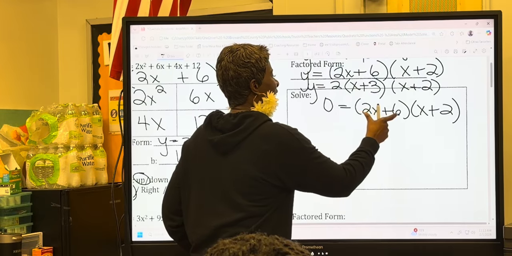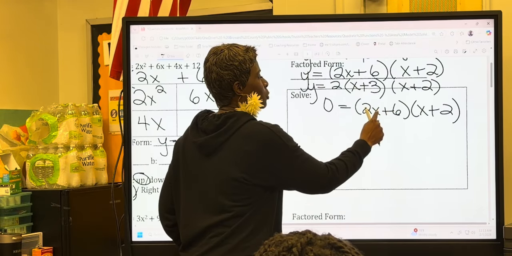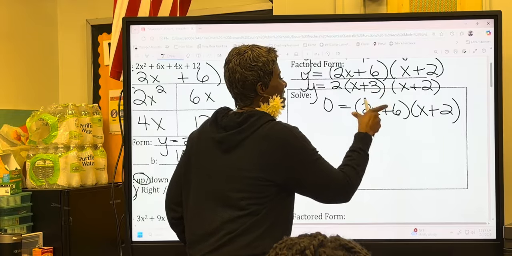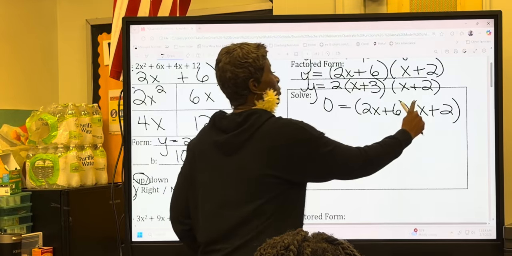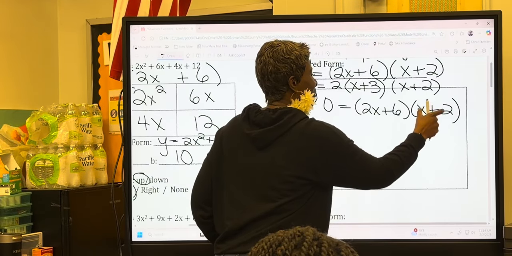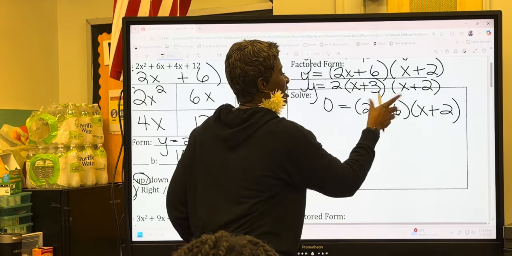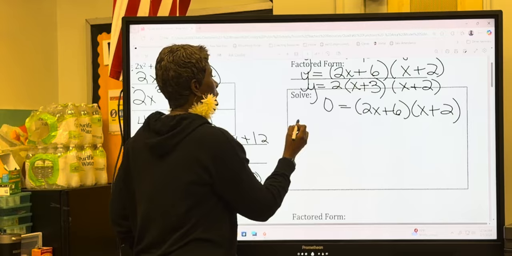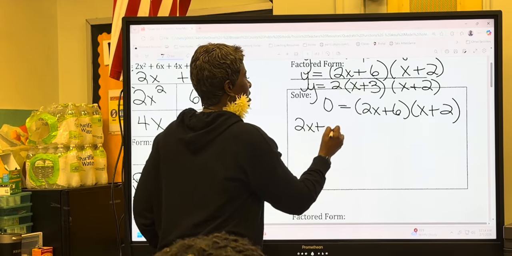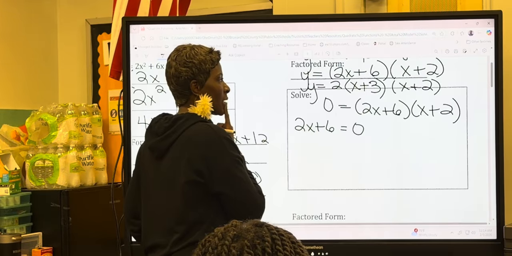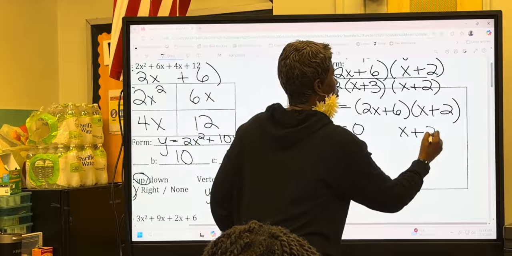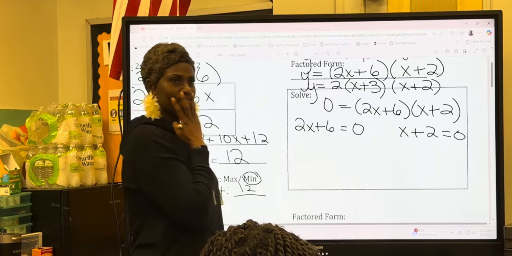Are y'all with me? So how do we do that? I know this gotta be 0. That means when you take 2 and multiply it by some number and add 6, it gotta give you a 0. That means when you add 2 to some number, that gotta give you 0, right? So let's see what that number is that's gonna make both of these a 0. So I'm gonna do this. 2x plus 6 equals 0. And then I'm gonna do x plus 2 equals 0.